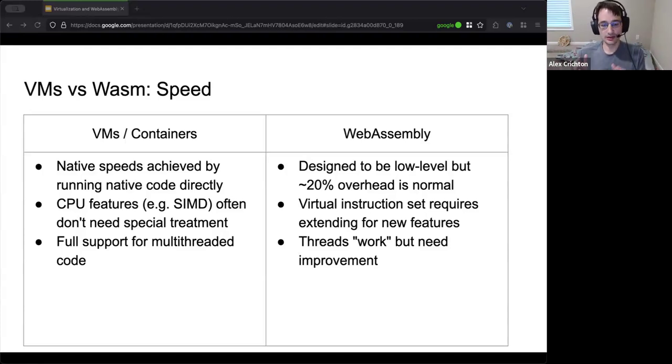WebAssembly, however, is a virtual runtime. And so the idea is that it's a virtual ISA, which you'll compile and then run as actual native code, but it does tend to run a little bit slower. Because of the sandboxing technologies, you tend to expect around a 15 to 20% performance overhead. So whether or not that is acceptable kind of depends on the use case, but I'll let you go.